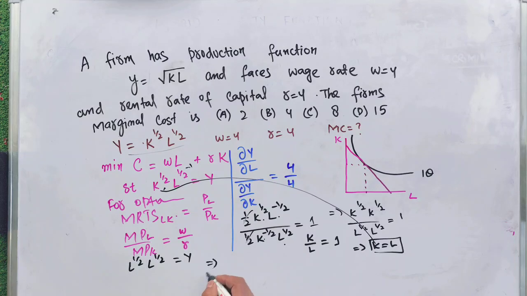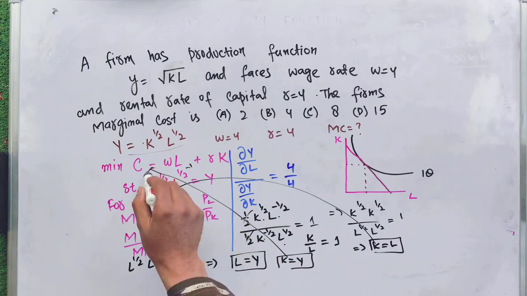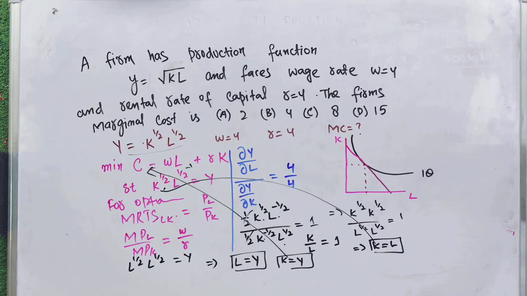So again, the bases are the same, so we can add the exponents, and we get L is equal to y. If L is equal to y, then k is equal to L, which means k is also equal to y. Now we plug the value of L and k into the cost function.